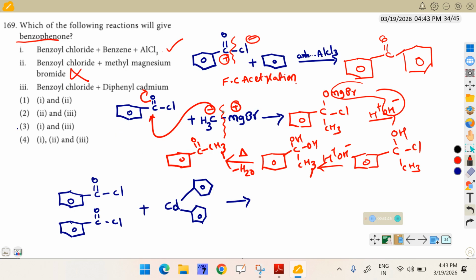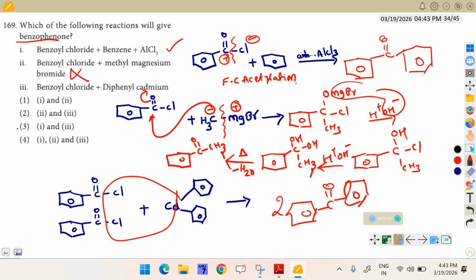Reaction with Grignard reagent is in the previous video, you can check it. I already explained very clearly. Benzyl chloride plus diphenyl cadmium, removing CdCl2, then it gives 2 moles of C6H5COC6H5. Yes, it gives benzophenone. Third option is the correct option.